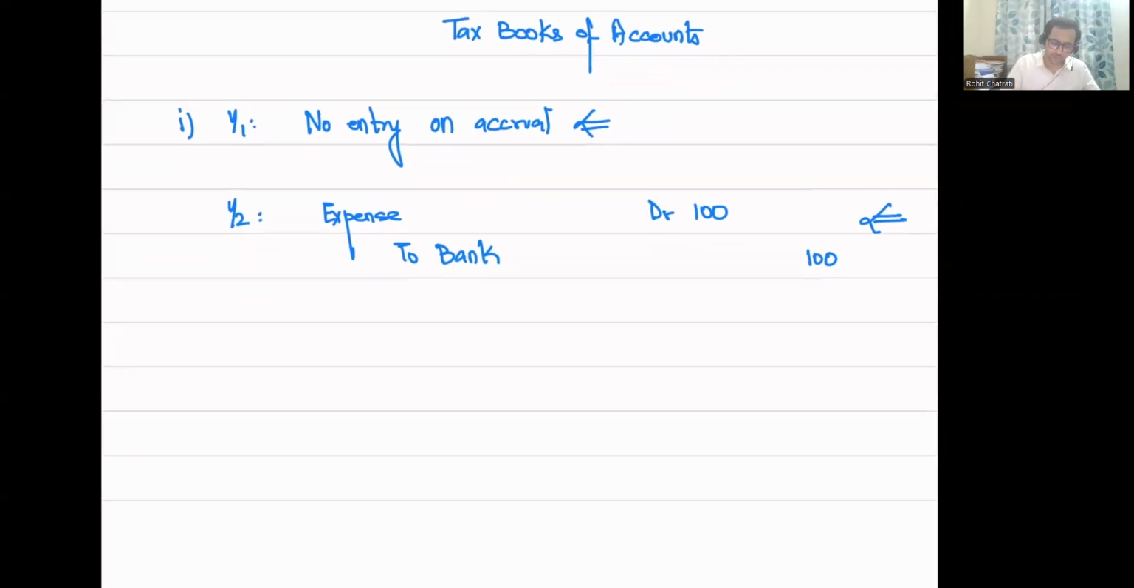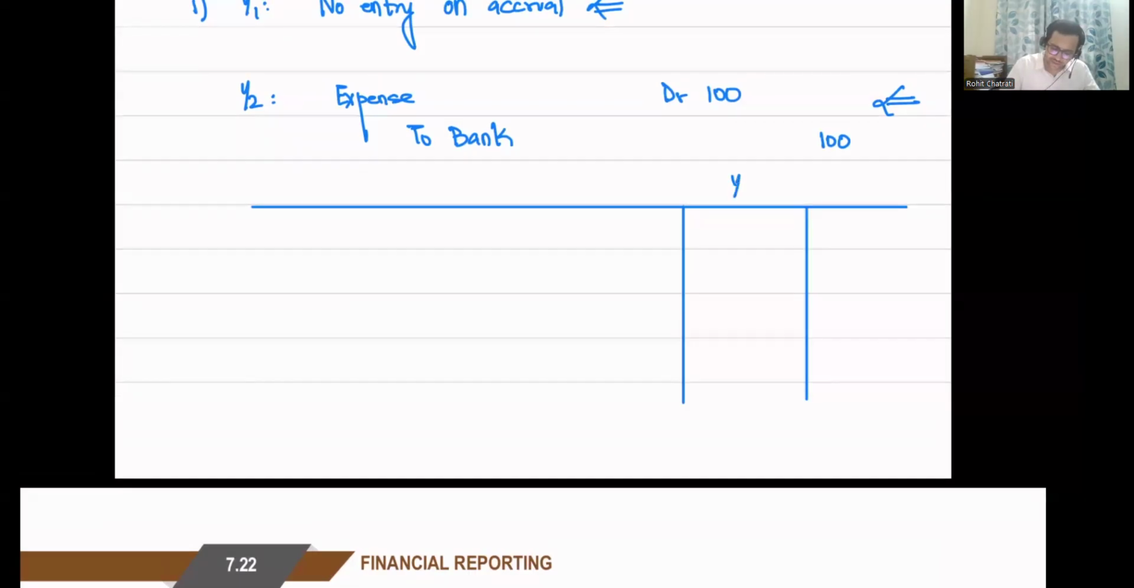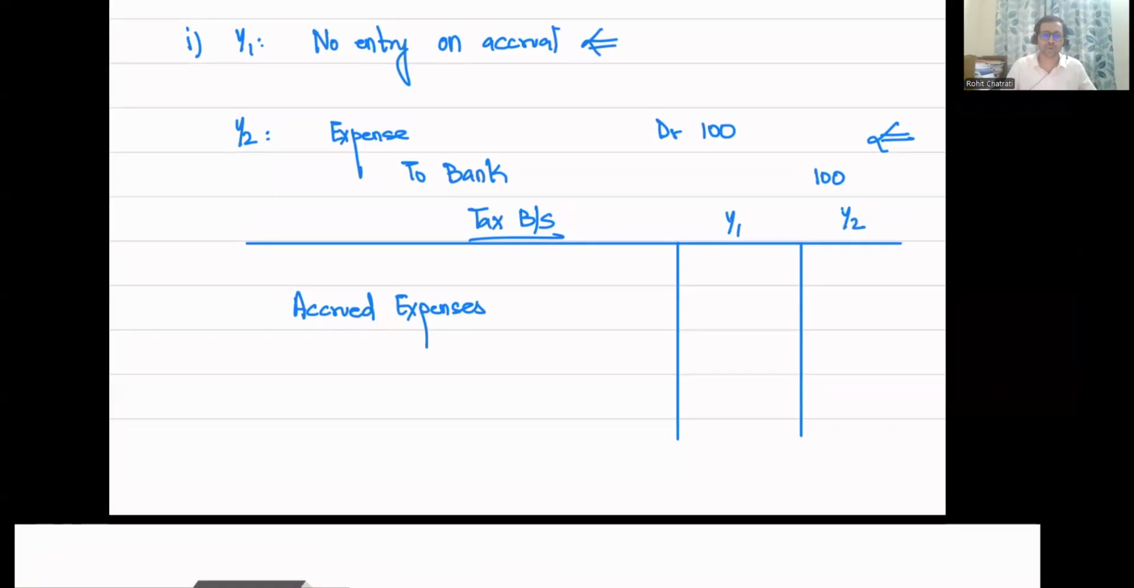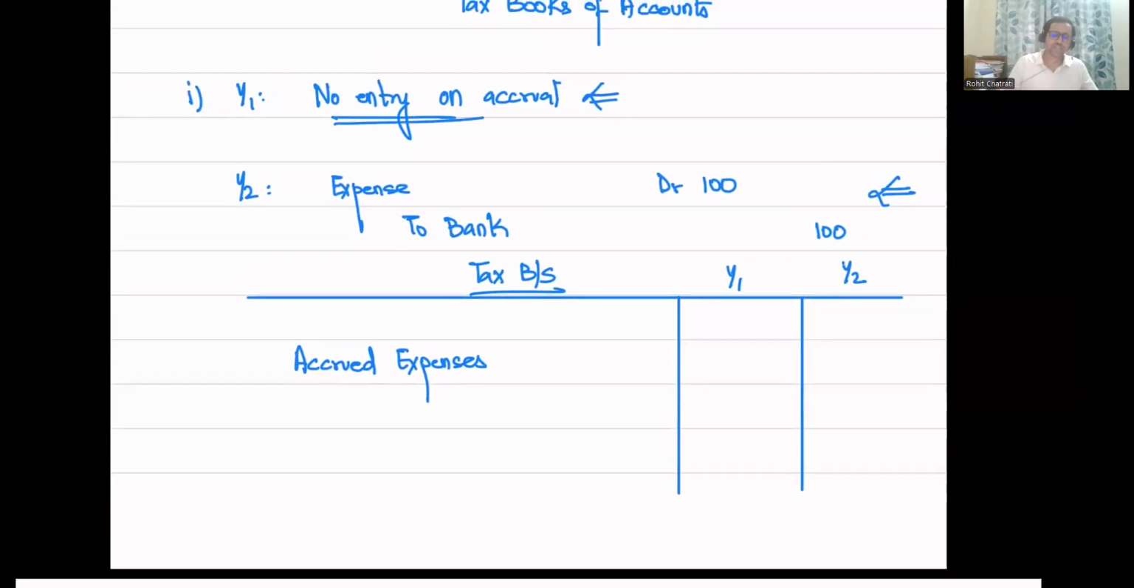So let's quickly populate the tax balance sheet. I am going to have year one and year two. I am plotting the liability, accrued expenses. Will there be any accrued expenses outstanding on my tax balance sheet as at year one? The answer is no, because I did not record any journal entry. Therefore, my tax balance sheet will have a zero value against accrued expenses.